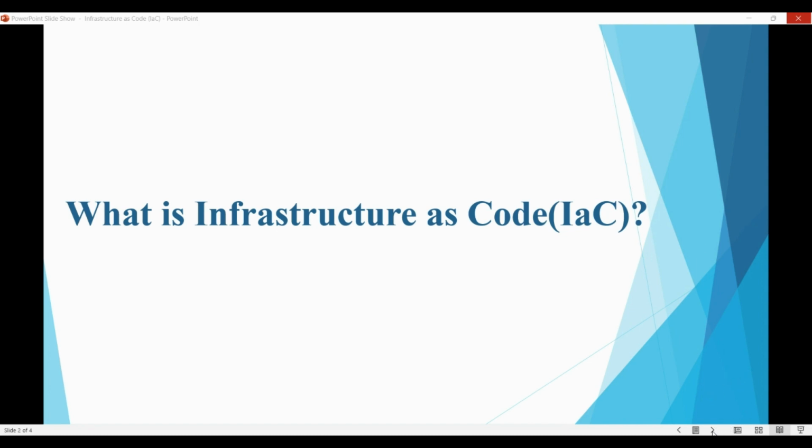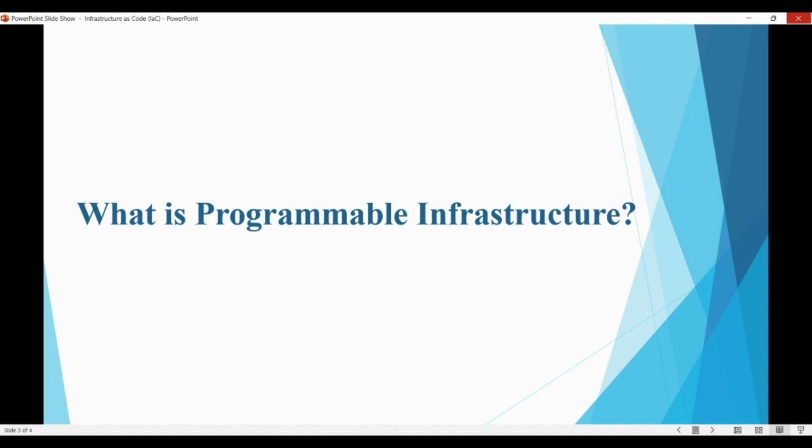Now, there's another concept called programmable infrastructure, which sounds quite close to infrastructure as code. So, what is programmable infrastructure? It is the ability to automate and manage infrastructure through code using tools and technologies like APIs, software development frameworks, and configuration management tools. This approach to infrastructure management enables teams to treat infrastructure as a software asset that can be versioned, tested, and deployed in the same way as code.